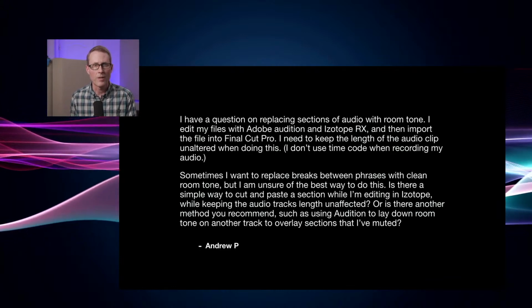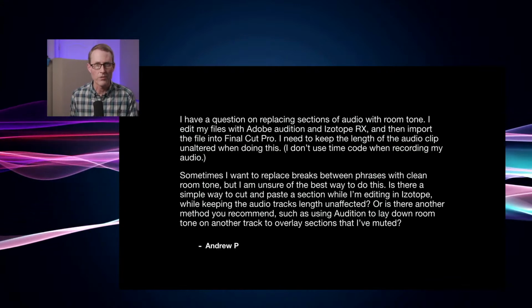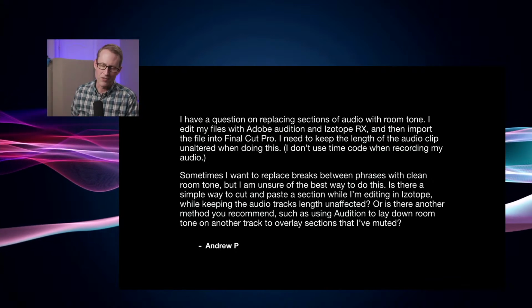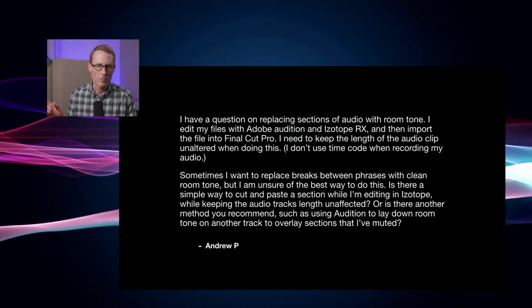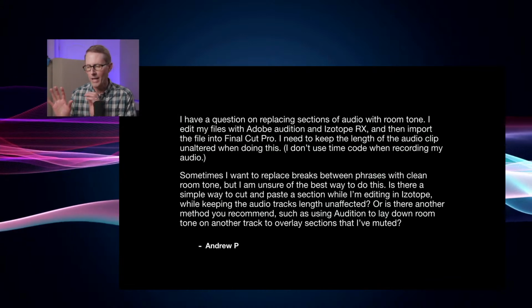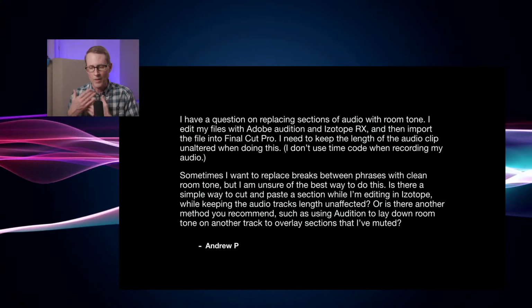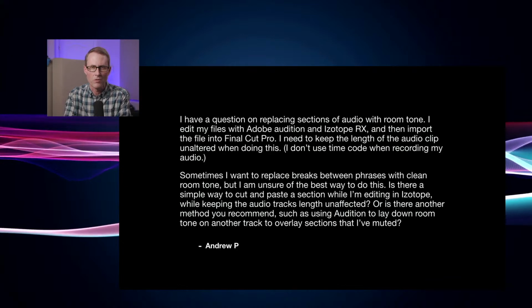Or is there another method you recommend, such as using Audition to lay down room tone on another track to overlay sections that I've muted? Andrew, it's exactly the second one that you listed there. I don't know of a good way to do that in Isotope RX. Again, it's a cleaning app. It's not really made for mixing, and what you're talking about there technically falls, at least in my mind, in the realm of mixing. So that's definitely something you do in Audition.